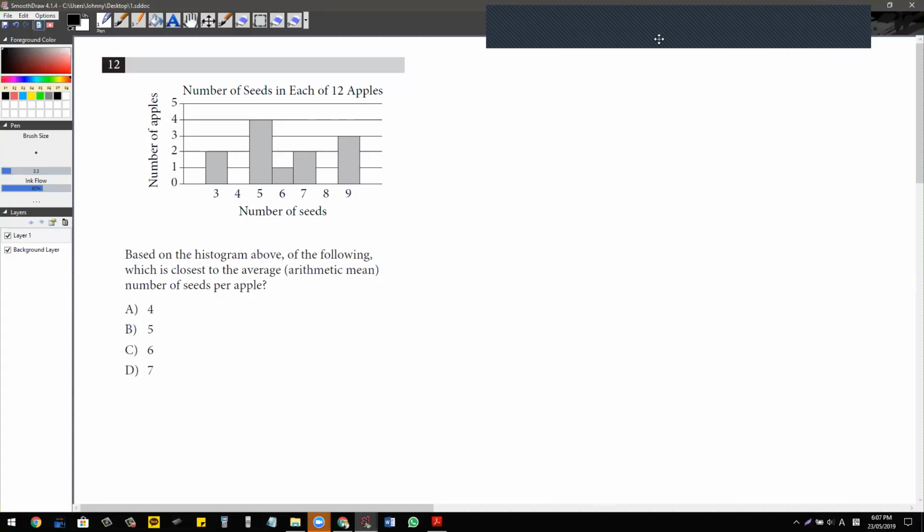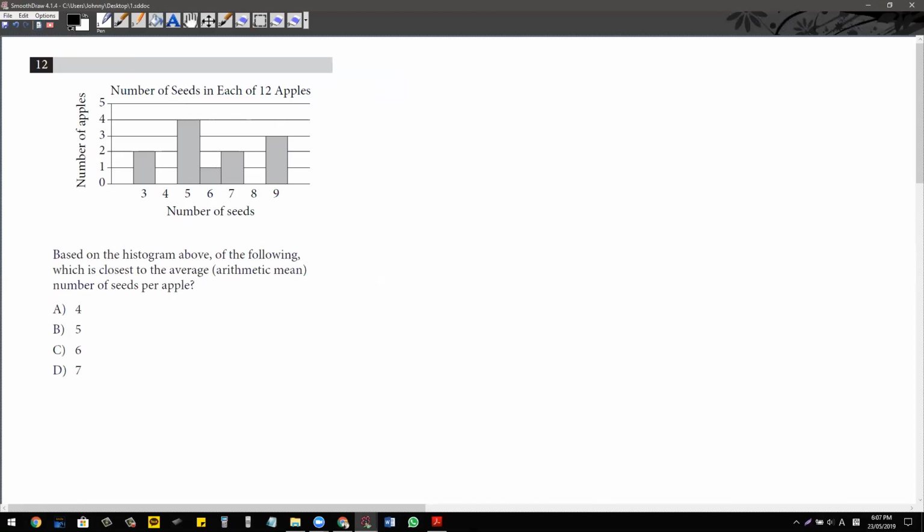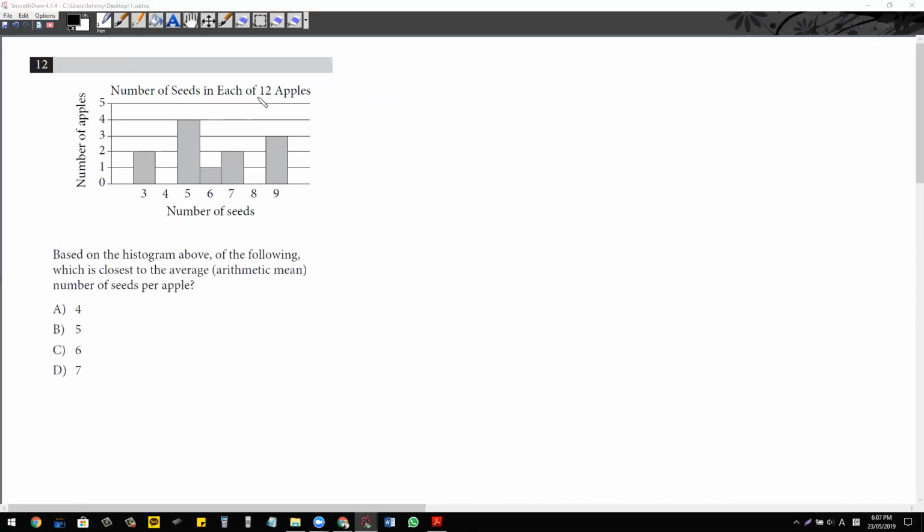All right. So it says number of seeds in each of 12 apples. 3, 5, 6, 7, 8, 9. And these are number of apples. This is the number of seeds. So based on the histogram above, which of the following is the closest to the average number of seeds per apple? Okay. So let's just count how many seeds there were total.